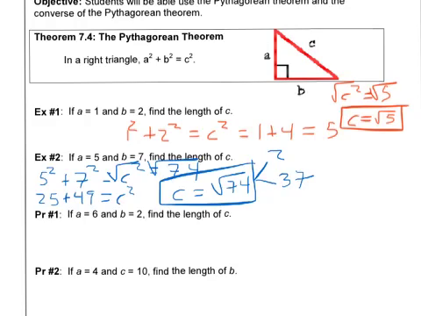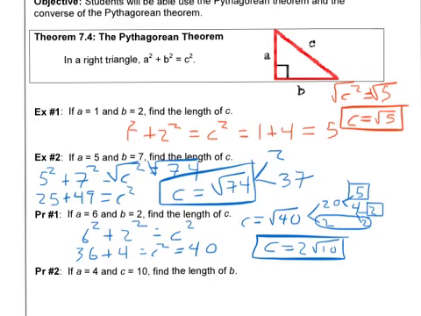Okay. Next one. I want you guys to try this on your own. You've got A equals 6, B equals 2. Find C. Go for it. You may need to pause the video and try it on your own and then come back to it. Here's what I got when I worked it out. I got C equals 2 rad 10.